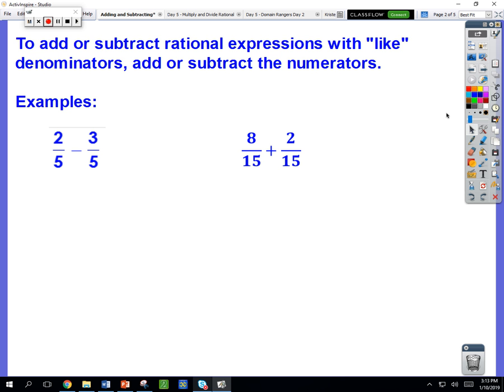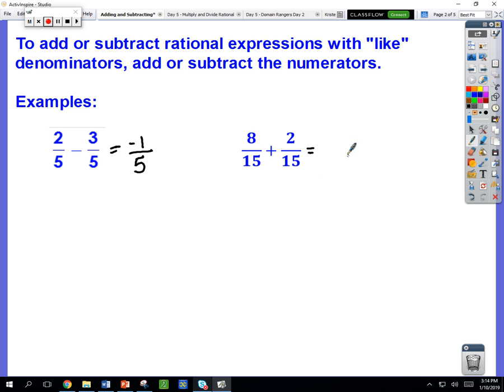So in this case, these denominators are the same, which means I can just go ahead and combine them and add or subtract right across the top. And the denominator will stay the same. That's why it had to match. So I would do a 5 on the bottom. So if I have 2/5 and I take away 3/5, I have -1 left because I do 2 minus 3.